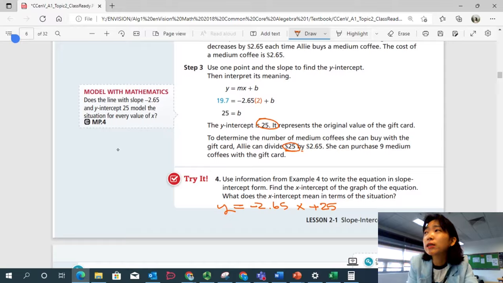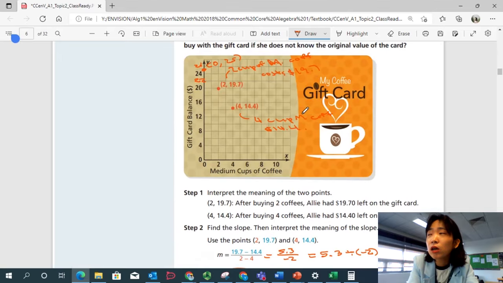What does your x-intercept mean? And how do you figure out the x-intercept? Your x-intercept is when your line crosses your x-axis. So that means all the points on the x-axis could possibly be your x-intercept, but there's only one point that the line goes through. If you draw the line here, it's probably going to be around here. Does that make sense?